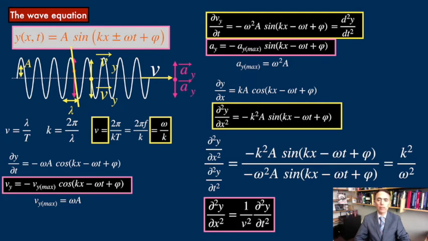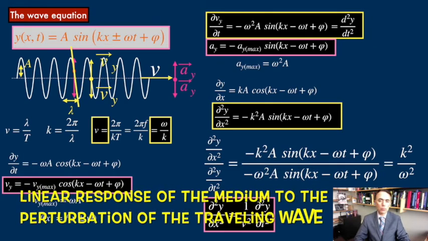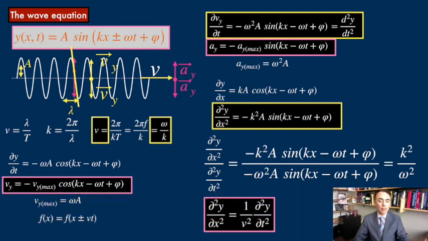As a matter of fact, this equation is valid no matter the shape of the wave, so long as f of x is equal to f of (x plus or minus vt). So for any periodic wave, this equation is a consequence of the linear response of the medium to the perturbation due to the traveling wave. The fact that it is a linear relation has as a consequence that the effect of two propagating waves is the sum of the effects of each one of the waves.